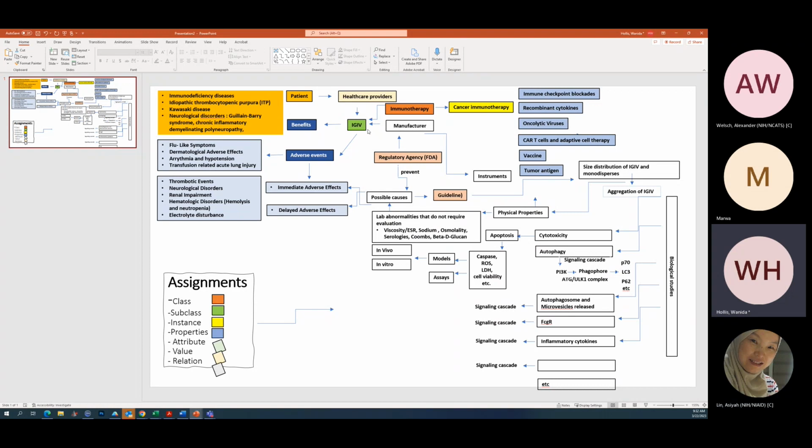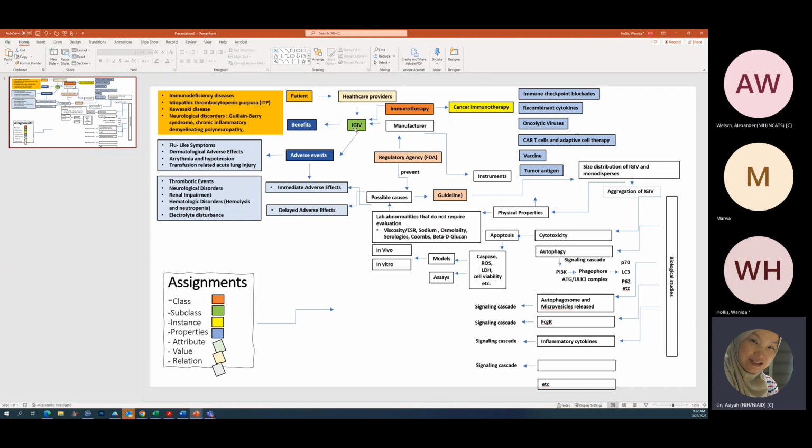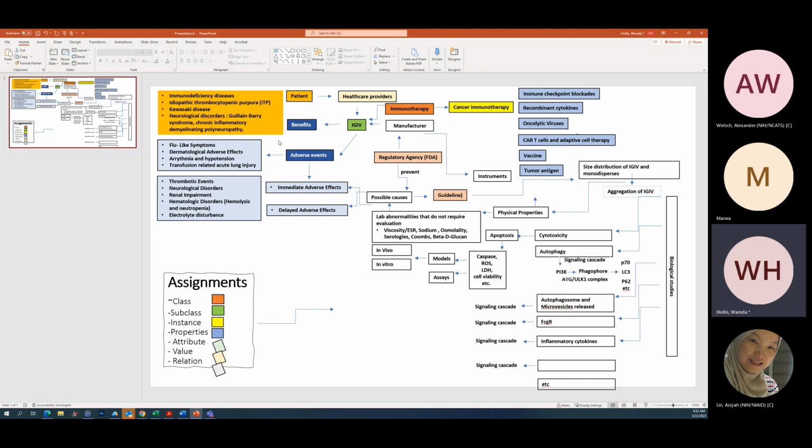In this case, for example, IgIV is part of immunotherapy, so it's a subclass of the class immunotherapy. But immunotherapy here is one of the choices that healthcare providers offer to the patient for specific diseases, right? Yes. And then when we draw an ontology, does it have its own class, or can it be related to each of these?